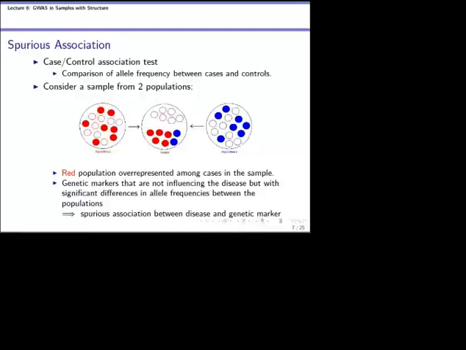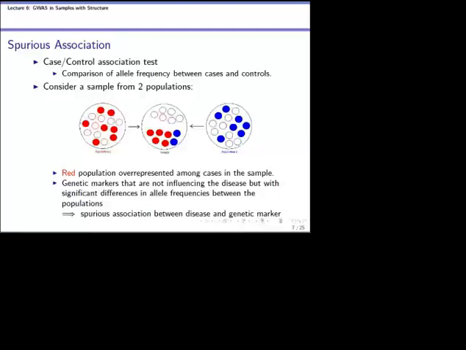So the red population is overrepresented among the cases. Any genetic markers that are not influencing the disease are not involved in case-control status, but there are differences in frequency between the cases and controls, and differences in frequency between the populations.